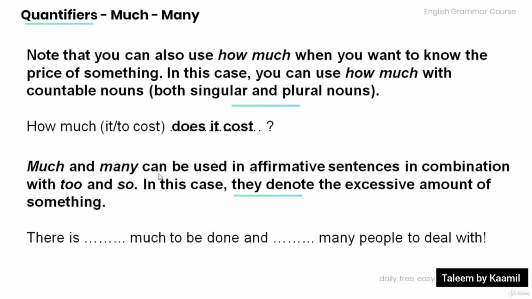Also note that much and many can be used in affirmative sentences in combination with too and so. Now in this case, they denote the excessive amount of something. Now read the following sentence and fill in the blanks using too or so. There is much to be done and many people to deal with. There is so much to be done and too many people to deal with.